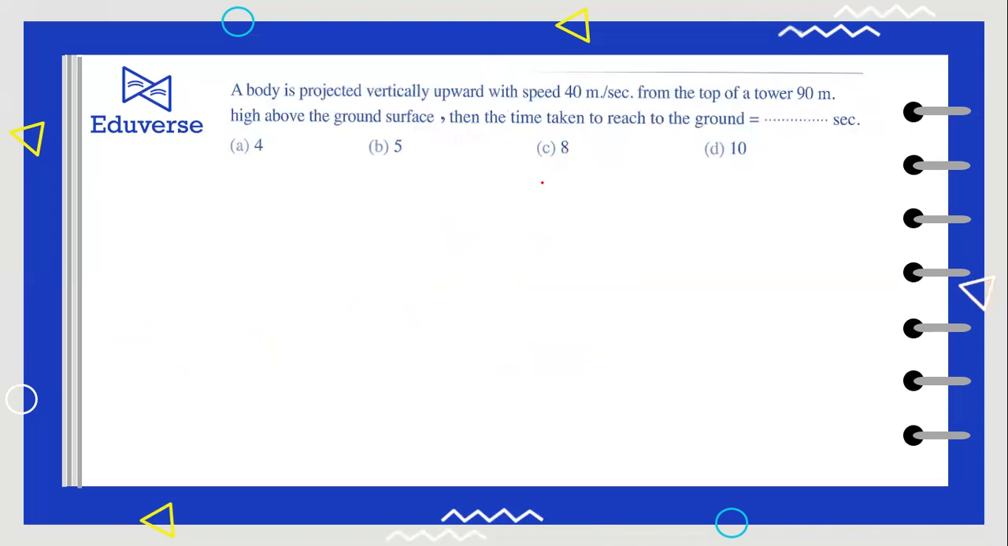And next one. A body is projected vertically upward with a speed of 40 meters per second from the top of a tower 90 meters high above the ground surface. Then find the time taken to reach the ground.